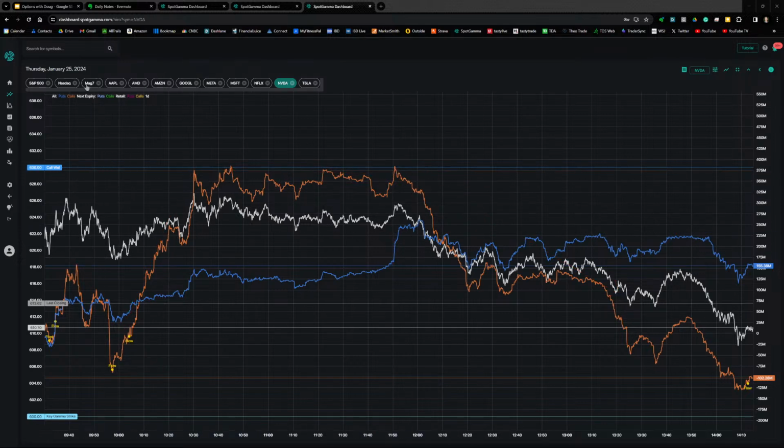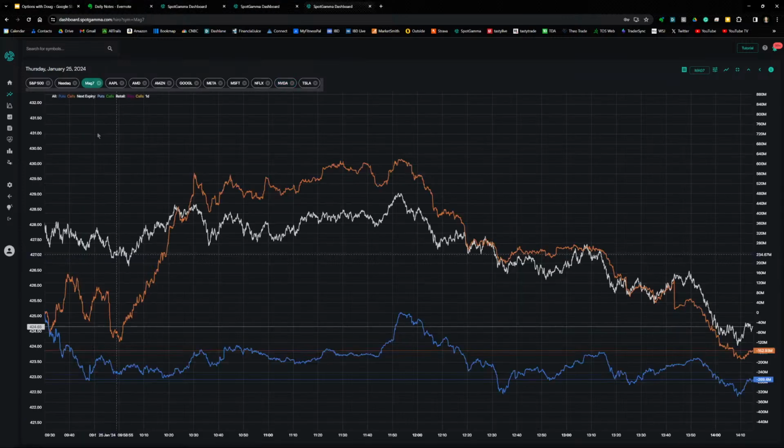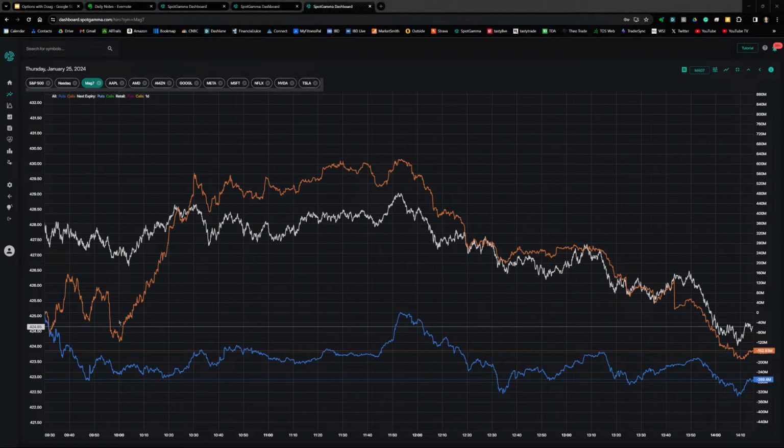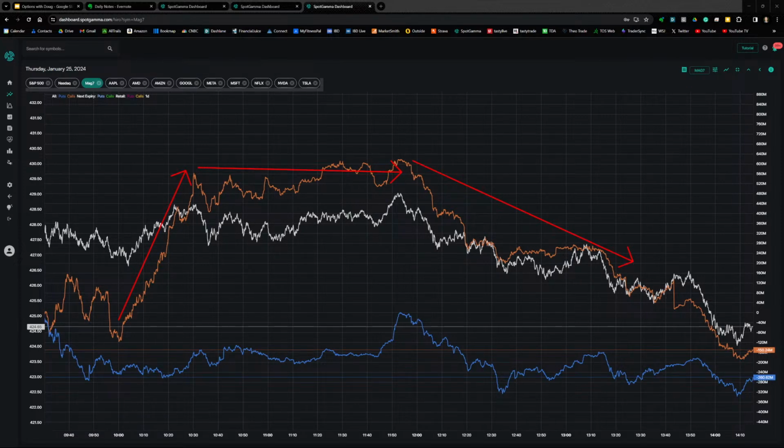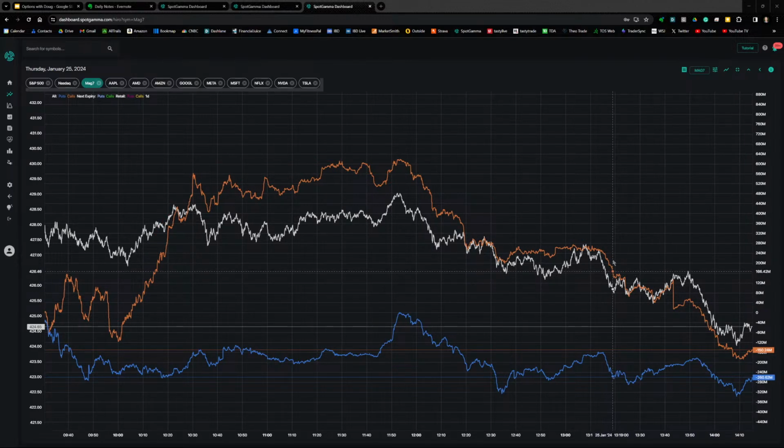Let's go take a look at the Mag 7. Pretty similar chart. Aggressively buying calls. 10 to 10:30, take their foot off the gas. Right around noon, they start selling calls. So NVIDIA, very active options market and a key driver of the Mag 7 signal here.